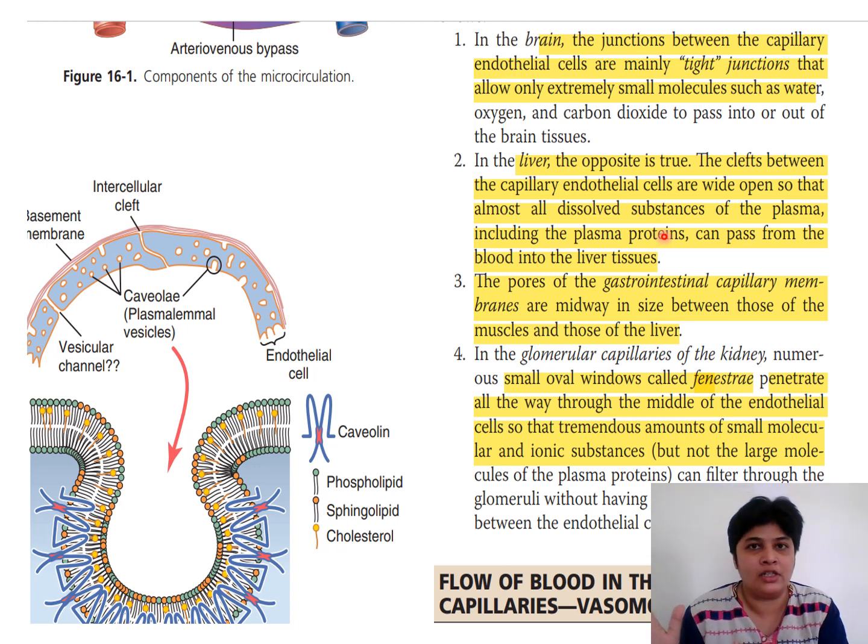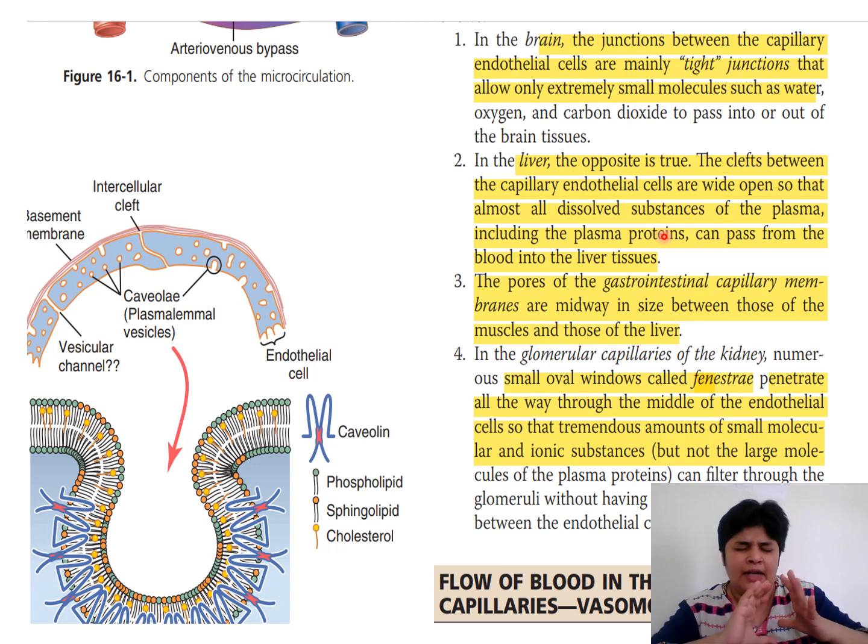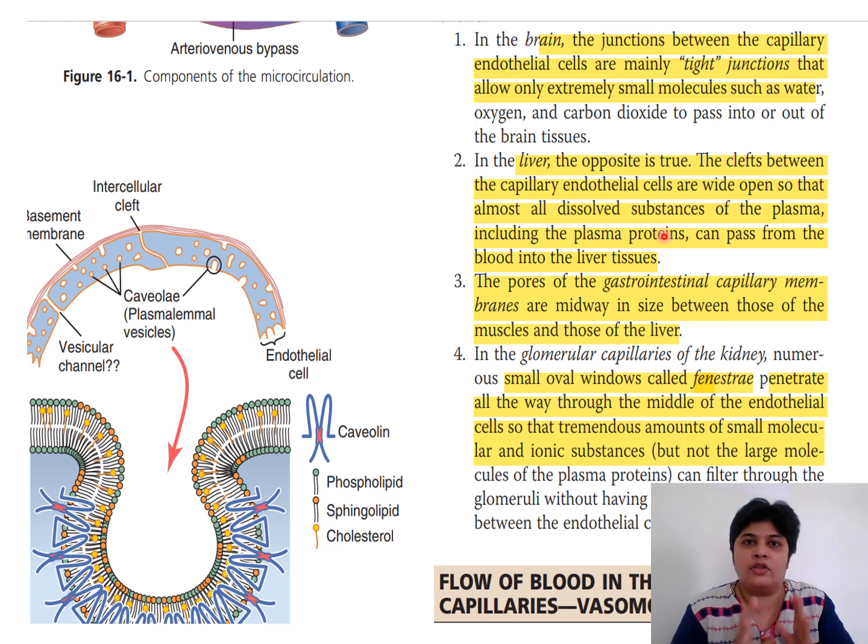So the liver is just the opposite. Ready? The liver handles all our digestive, nutritive, immunity and protective functions. So the liver has to process all the blood, and its capillary junctions are very wide. Okay. The clefts between the capillary endothelial cells are so wide that even plasma proteins can pass through.